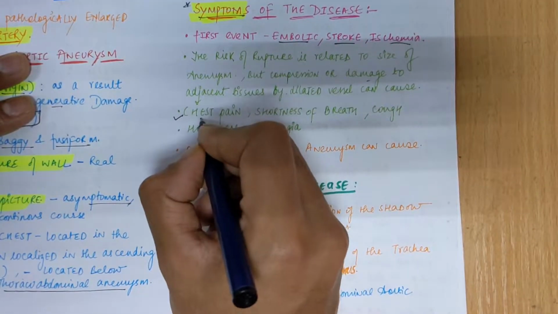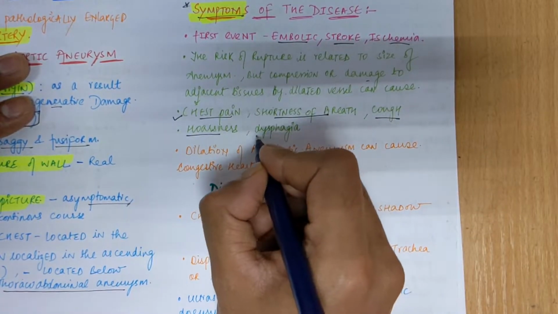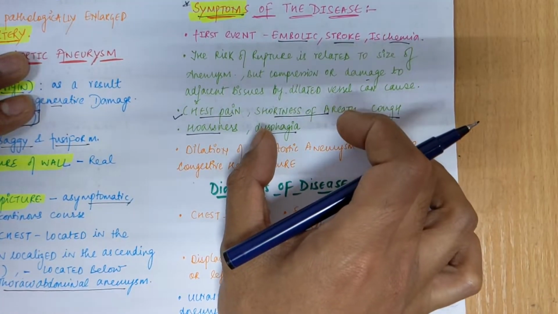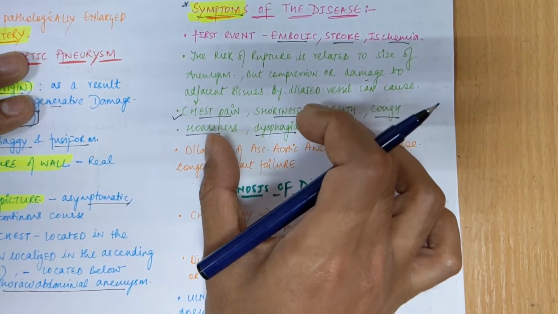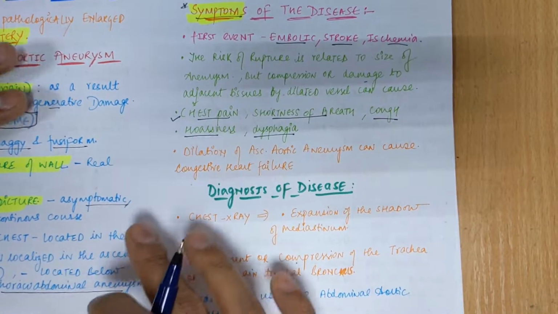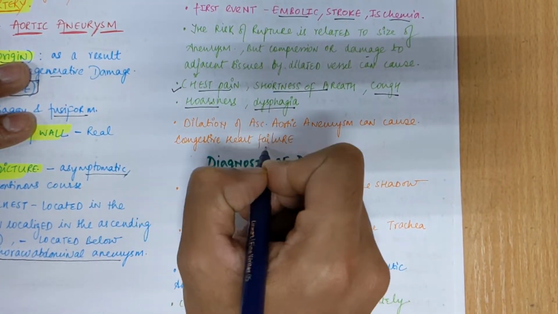Now comes chest pain, which is one of the basic symptoms, along with shortness of breath, cough, hoarseness, and dysphagia. You have a problem with swallowing because the aneurysm is present near the esophagus, so the patient will come with trouble swallowing. Dilation of the ascending aortic aneurysm can cause congestive heart failure.